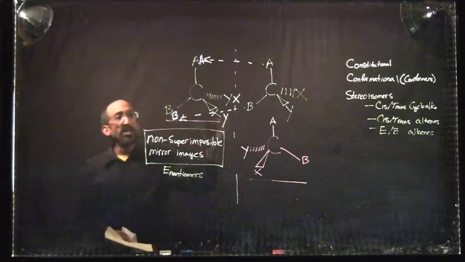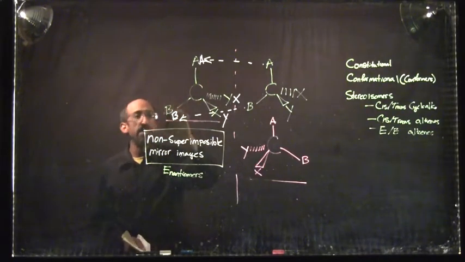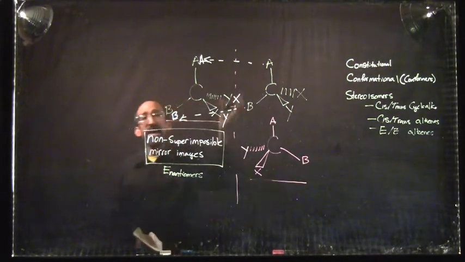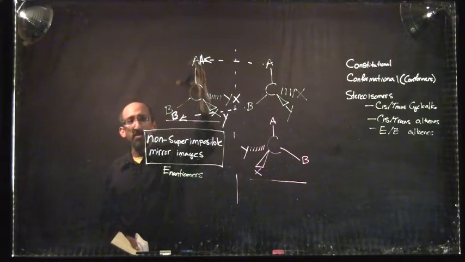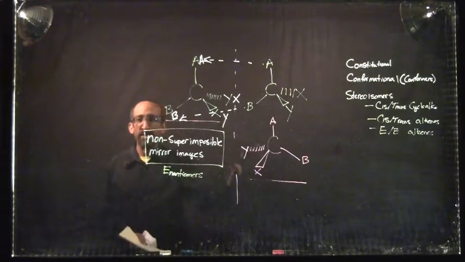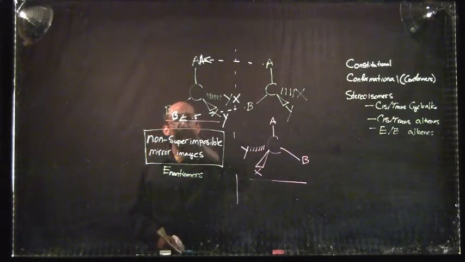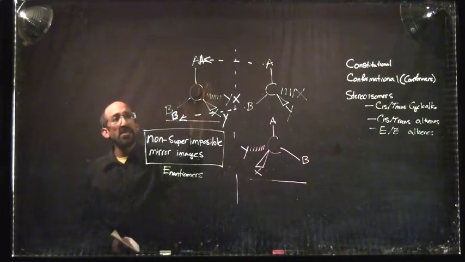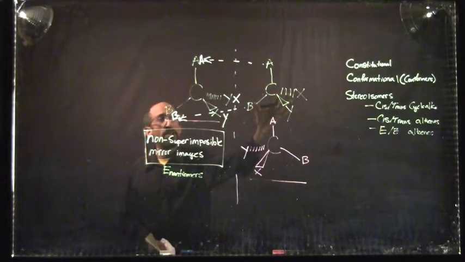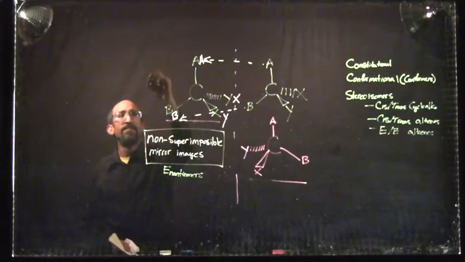And this is only true if all four groups on the carbon atom are different. So if A is different than B, is different than X, is different than Y. If any of those are the same, if A is the same as B, or if X is the same as Y, we can't set any stereochemistry. We can always create a superimposable mirror image. So we don't worry about that. But when we have this scenario, a carbon atom, sp3 hybridized, with 4 different groups attached to it, I can create a non-superimposable mirror image. I can create its enantiomer. That means that this carbon atom is chiral.